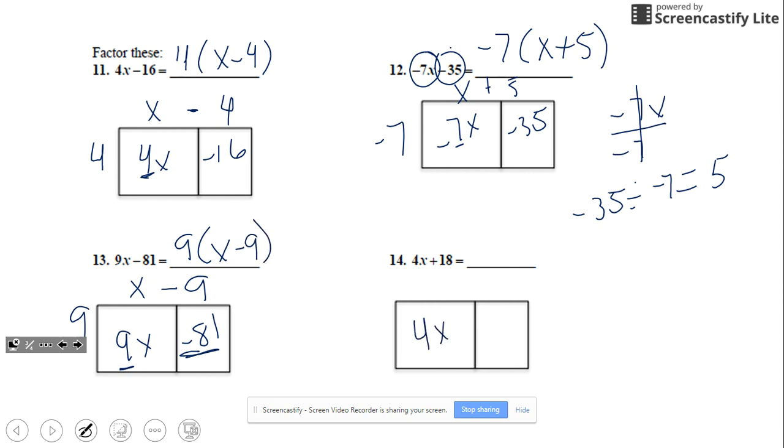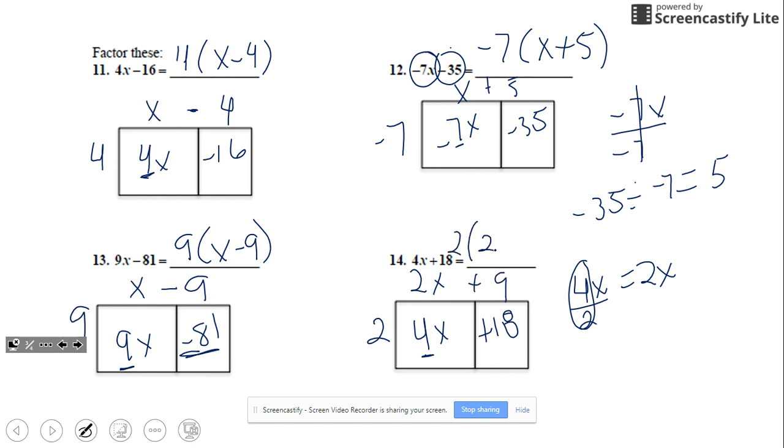And the last one, 4x and then a positive 18. So in this case, I look at the 4 here. I can't divide 18 by 4, so that's not what I can pull out to the side here. So I have to think of 4 and 18. The greatest factor they share is just a 2. So now I'm doing 4x divided by 2. Well, 4 divided by 2 leaves me with 2x. And then 18 divided by 2, that's just 9. So it's 2 times the quantity 2x plus 9.